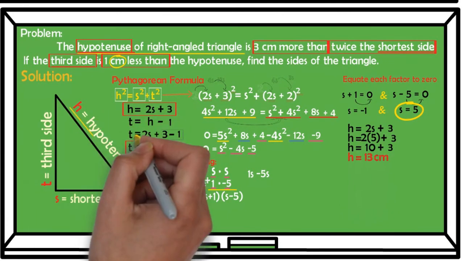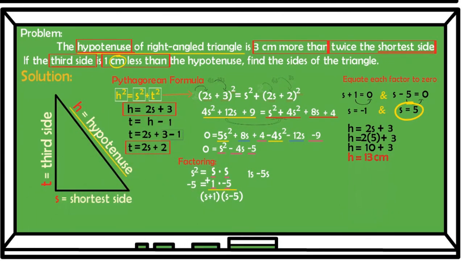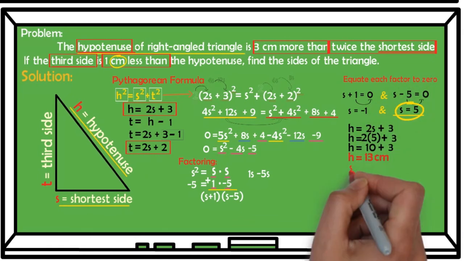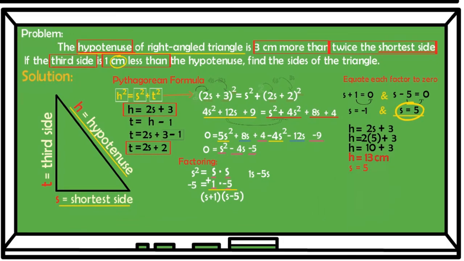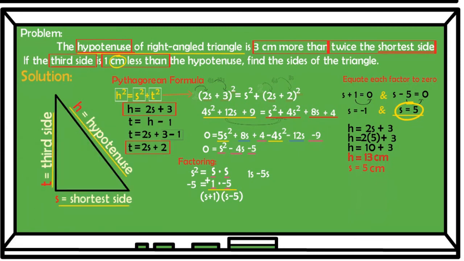Next, since tapos na tayo sa hypotenuse, we'll now move on to find the shortest side. The shortest side, let s be the shortest side, that is equal to 5. So, hindi na kailangang isolve. Next is the third side.